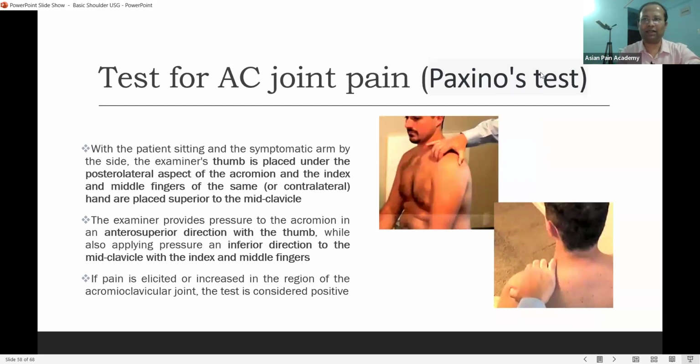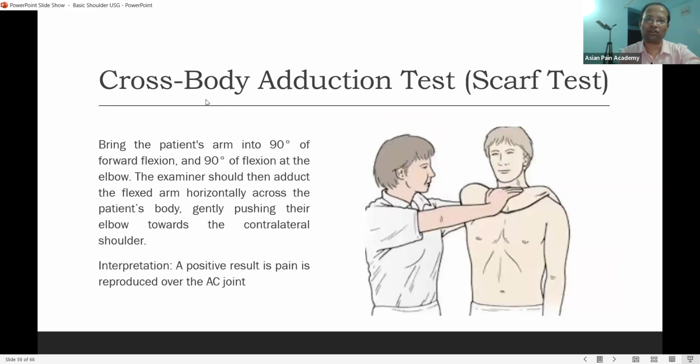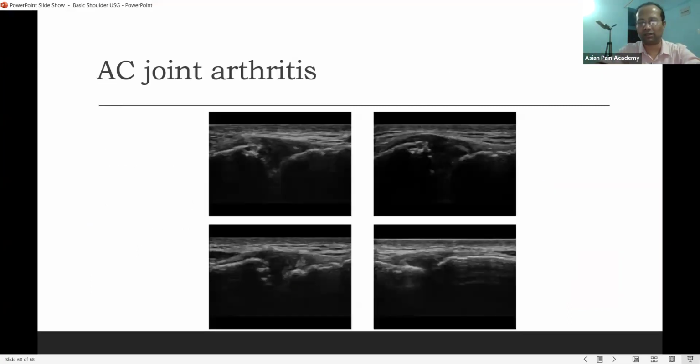AC joint clinical test is Paxino's test. Paxino's test is nothing but you just stress the joint. From behind it is the acromion, and from the front it is the clavicle. You stress the joint, and if the patient says localized pain, then it is positive for AC joint. Cross body adduction test or scarf test also ultimately stresses the joint, and if the patient says localized pain, then it is positive for AC joint arthropathy.